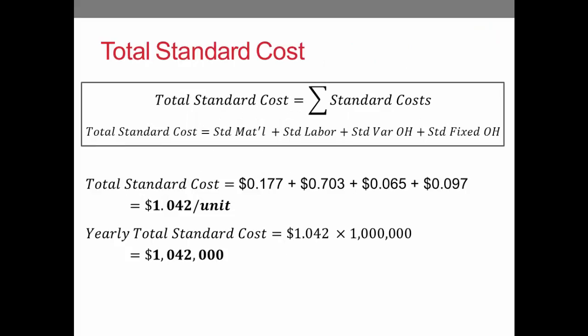So in order to find the total standard cost, we essentially just sum up each of the standard costs that we found so far: the material, labor, variable overhead, and fixed overhead costs. That gives us $1.04 per unit. Our yearly total standard cost is then the total standard cost per 1 unit multiplied by the units forecasted to be produced in the year. And that gives us $1 million and some change.